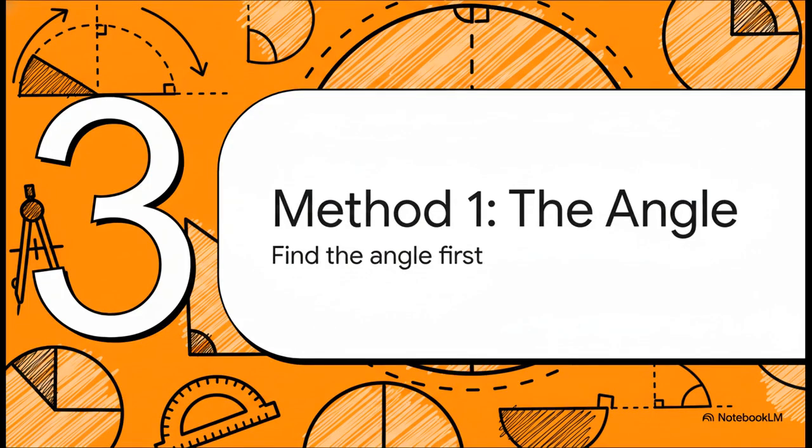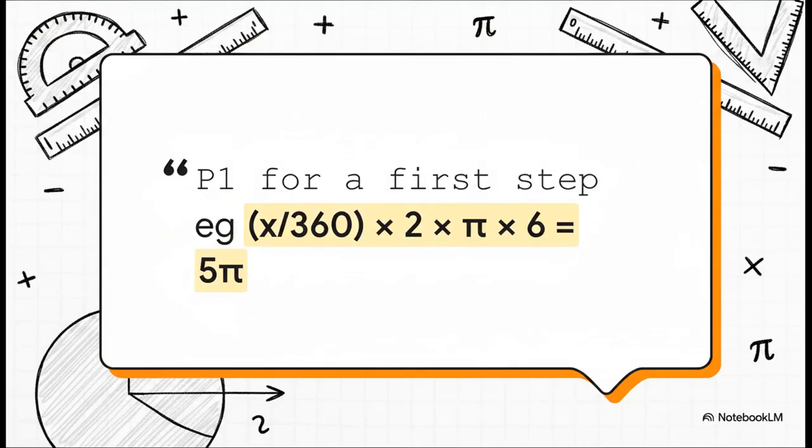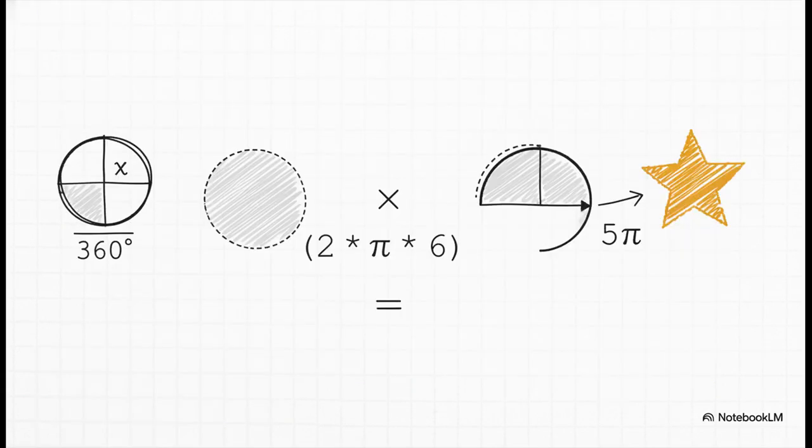All right, let's jump into the first strategy. This approach is all about finding the angle of the sector first. Once we have that, we can use it to figure out the area. Check this out. The mark scheme is super clear. It says you get P1 for a first step, just like this one. That first process mark is yours just for setting up the equation correctly. It's you showing the examiner, hey, I know the formula for arc length, and I know how to use the numbers I was given. And here's exactly what that looks like.